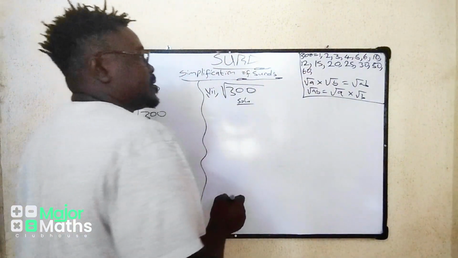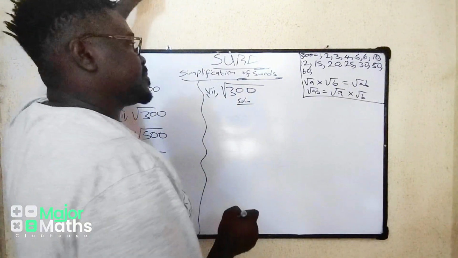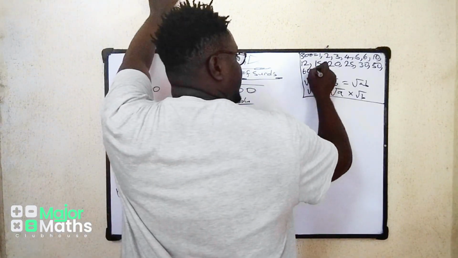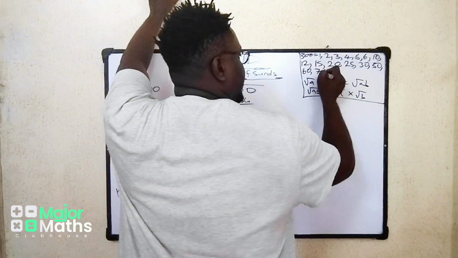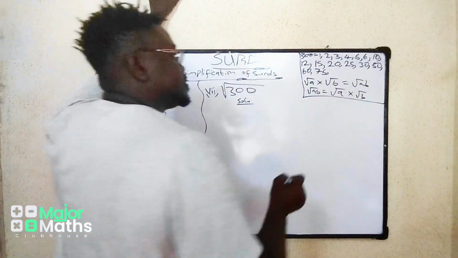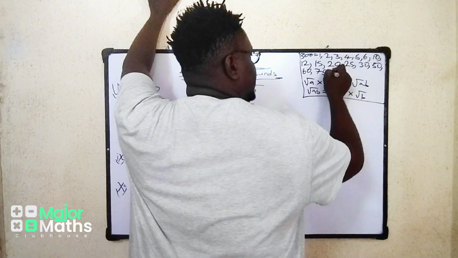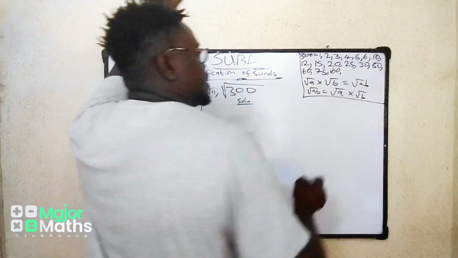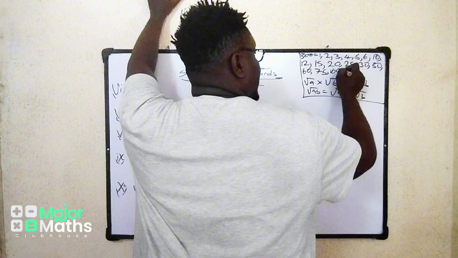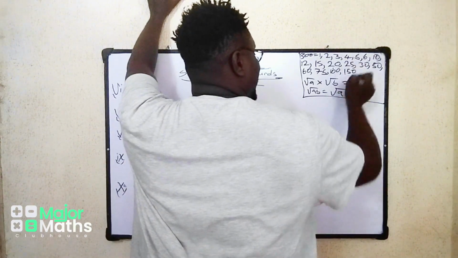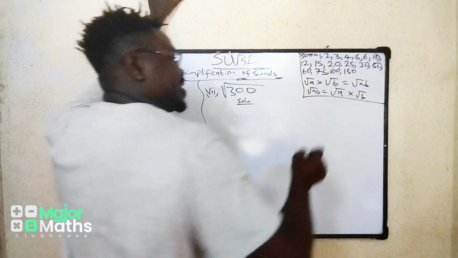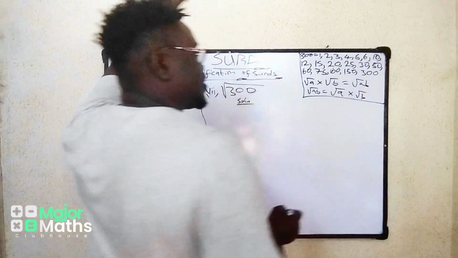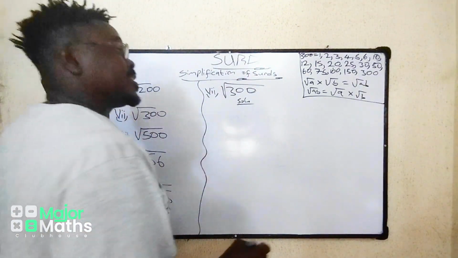We have 75, we have 100, we have 150. Oh God, I hope I don't make any mistakes. We have 300. All right, cool.